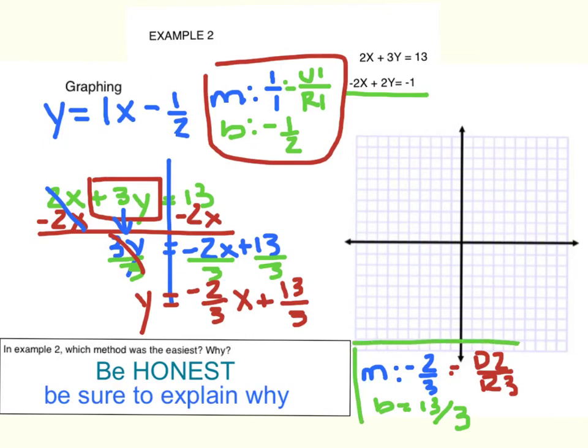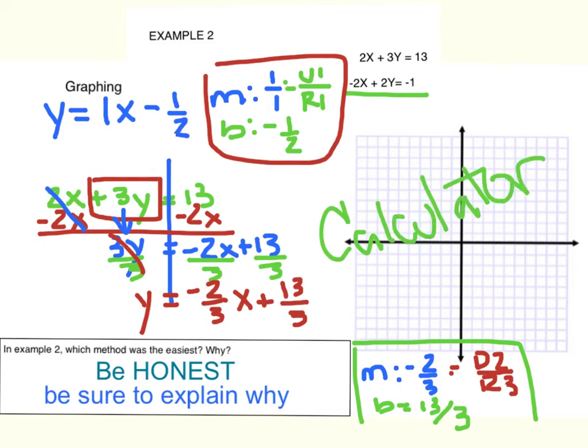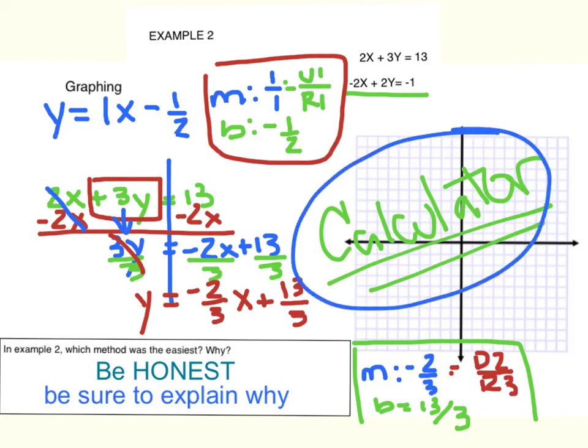Now that I have that information, remember we can graph it by beginning with the y-intercept, but to be honest, this is really tough to graph. This would be better done if we had our calculator, okay? And when you come to class, I'm actually going to show you how to do all of this in a calculator, instead of drawing out the graph and having to graph it by hand. So explain which method was easiest for this example, and be sure to explain why. And let's go ahead and move on.